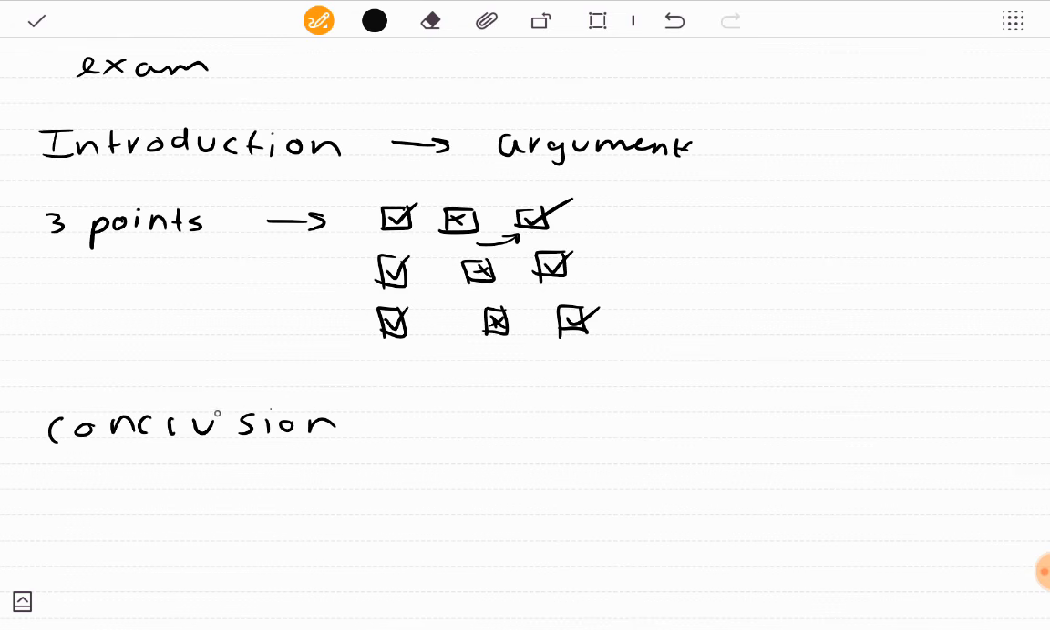literally is just a small little thing. I don't know if I've spelled that. I've just completely butchered the spelling of that, haven't I? And your conclusion should literally sum up everything that you've worked out here.